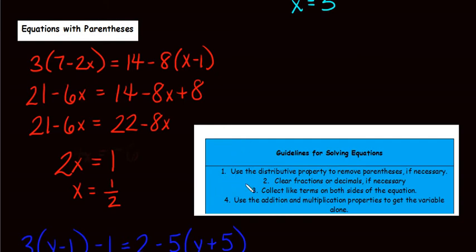Yes, I want you to write these down. First, distribute across to help you remove those parentheses. You can't do anything inside the parentheses, so you need to go ahead and distribute. Clear your equations of any fractions or decimals if you have to. Collect your like terms on both sides of the equation, and then use your addition and multiplication properties to get that variable all by itself.